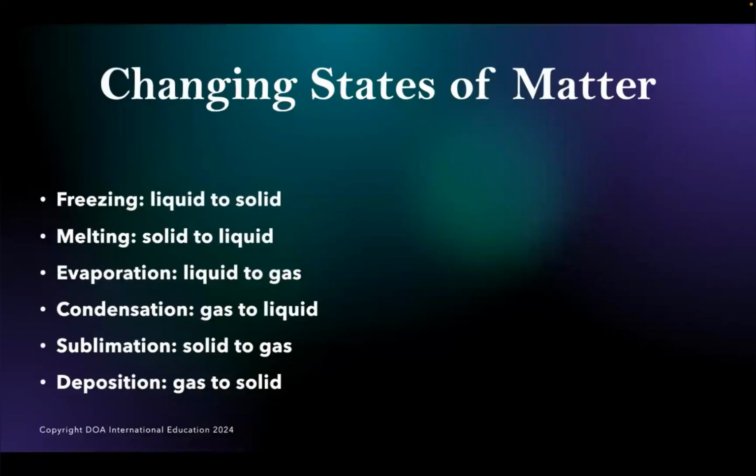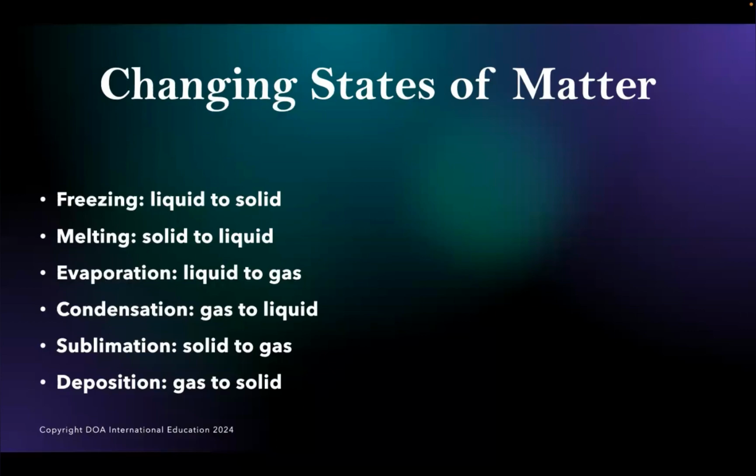Now, finally, let's talk about changing states of matter. This means how can one state change to another? Well, we have here freezing, melting, evaporation, condensation, sublimation, and deposition. Freezing occurs when a liquid state is changed to a solid state. Give me an example of freezing. Awesome, right? We put liquid water into our ice cube mold, and then when we put it in the freezer, guess what? It changed to solid ice cubes.